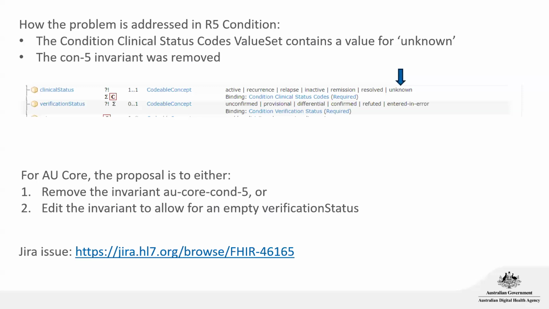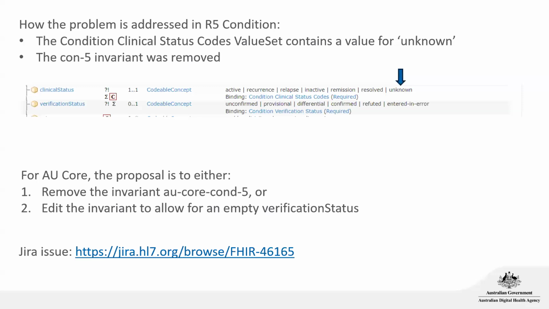So in R5, condition has been addressed in a couple of ways. One is to include the value of unknown in the clinical condition status codes value set, and also the constraint is removed. And so that brings me to R4 and what's in AU Core right now.